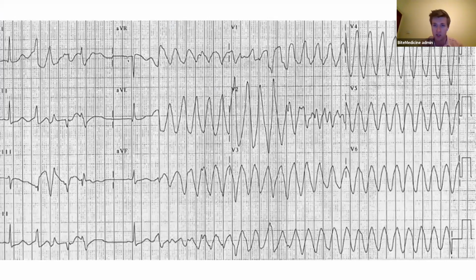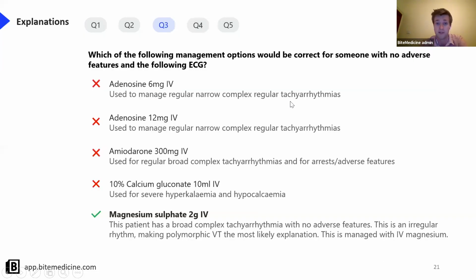So just going back to the ECG, if you were a bit unsure, if you're looking at V2 here, you've definitely got different morphologies of your QRS. And you would be convinced there's slight differences in the RR intervals, making it an irregular polymorphic VT. So magnesium sulfate is the appropriate thing to do here. Adenosine is inappropriate. That is used for regular narrow complex tachycardias, and amiodarone, as we've seen, is for our broad complex regular or just monomorphic VT.